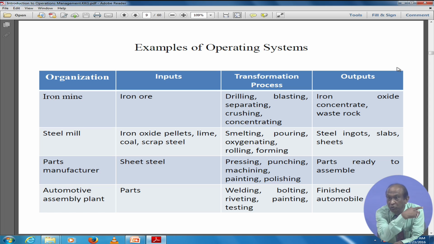Then in Jamshedpur, very near to this place, okay, we have these ancillary development departments or ancillary development shops which supply as inputs to Tata Motors company. Okay. So, as parts manufacturers, their important input is this sheet steel, and then they do the pressing operation, punching operation, machining operation, painting operation, polishing operation to get all those parts and components which are ready to assemble. These parts become primary input for the automobile plant, and these automobile plants like Tata Motors and all, they do the welding, bolting, riveting, painting, assembling, testing, all this to deliver the finished automobile.